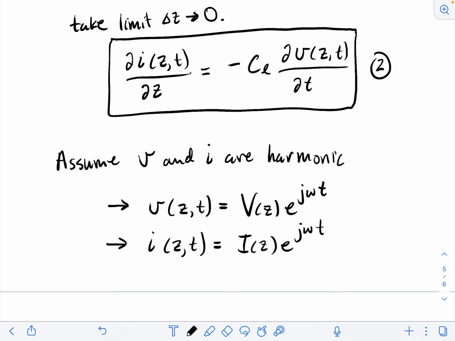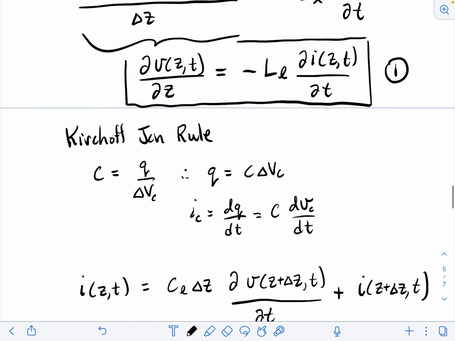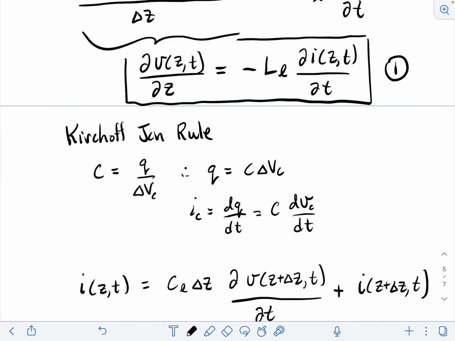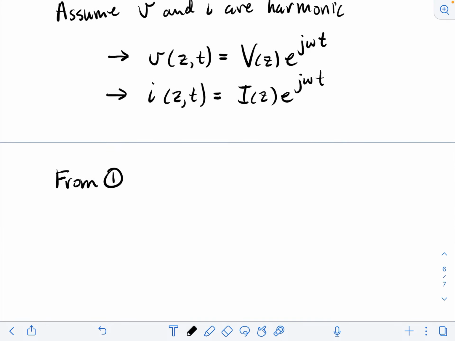And so if all of our time dependence is in the e to the j omega t, then we can easily evaluate those time derivatives. Okay, so specifically from equation 1, let's go back and look at it. There's nothing we can do with the left-hand side because that's a position derivative, and we haven't said anything about the form of the dependence of the amplitude on position. So what we'll have is a d by dz of v of z e to the j omega t. Okay, so that is the left-hand side.